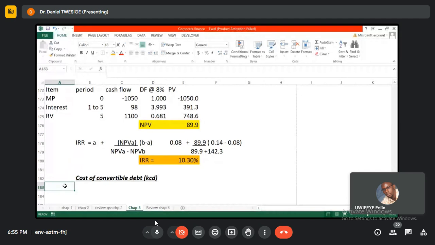So let's look at the cost of a convertible debt. Now, the cost of a convertible debt is similar to a redeemable debt. Only that when it comes to redeemable value, you need to look at the higher of the market value and the conversion value. But the way you compute a convertible debt is similar to when you are computing for redeemable.